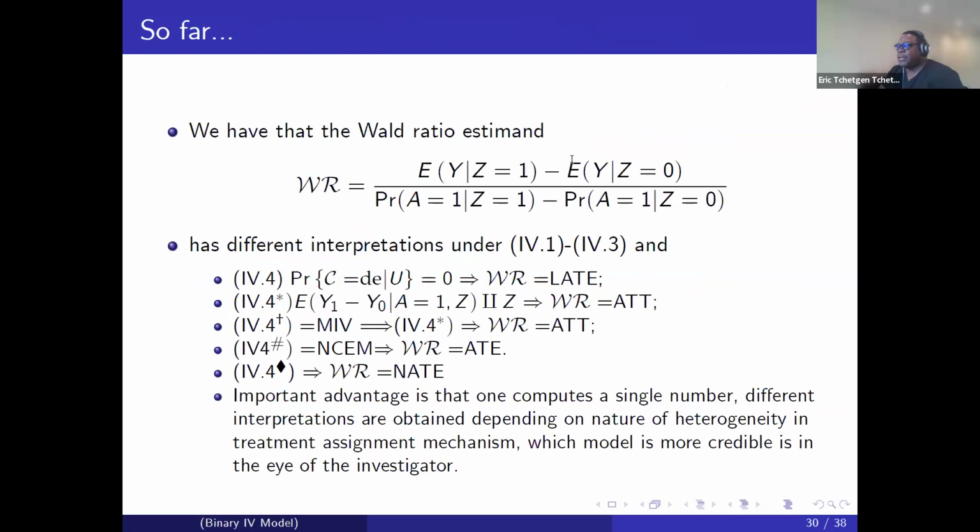Let me summarize where we are now. The Wald ratio estimand has different interpretations under IV1 through IV3 and a fourth assumption: either monotonicity, and you get the LATE; or no current treatment value interaction, and you get the ETT; or multiplicative IV, and you again recover the ETT; or IV4 dash, which is no common effect modifier, and the Wald ratio is the ATE. And now we have IV4 diamond, and the Wald ratio is the nudge average effect. The important advantage is that one computes a single number. The different interpretation you get depends on the nature of heterogeneity in the treatment assignment mechanism, and which model is more credible is in the eye of the investigator.